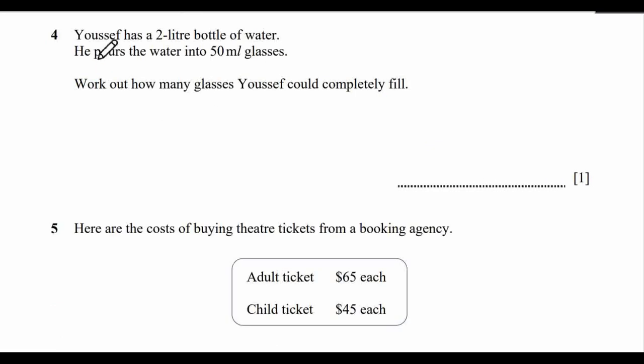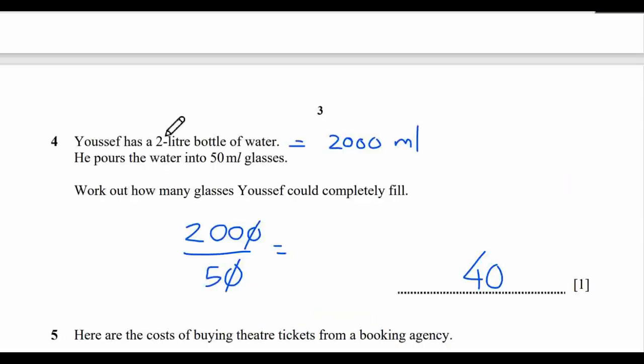Question 4. Yusuf has a 2-liter bottle of water. He pours the water into 50 milliliter glasses. Work out how many glasses Yusuf could completely fill. 10 seconds from now. 10, 9, 8, 7, 6, 5, 4, 3, 2, 1. Let's check out the answer, guys.